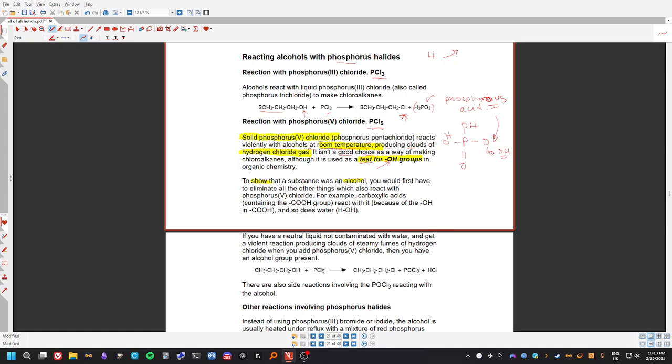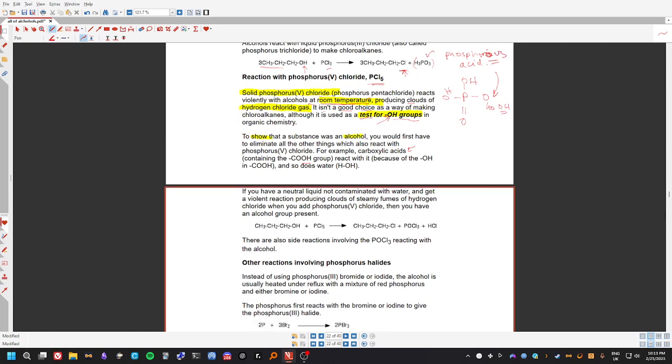Now, if you want to show that something was an alcohol, as in it contained an OH group, then you have to first eliminate all the other things that could react with phosphorus chloride. For example, carboxylic acids could react because they contain the COOH group. Your phosphorus V chloride is going to be the thing that's used to test for OH groups. Since COOH also contains an OH, and since water also contains OH, we have to remove those.